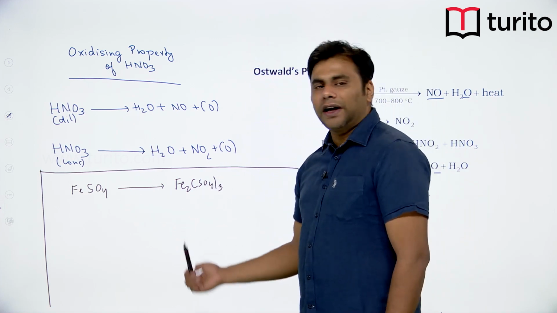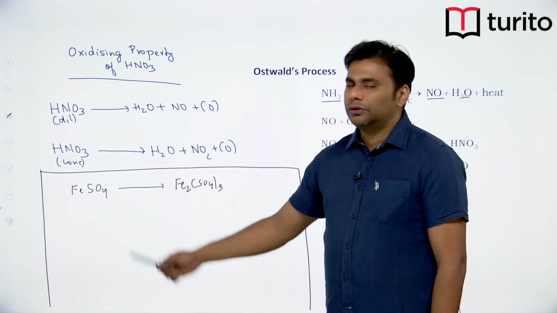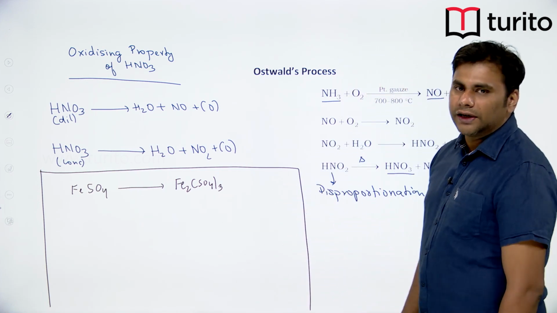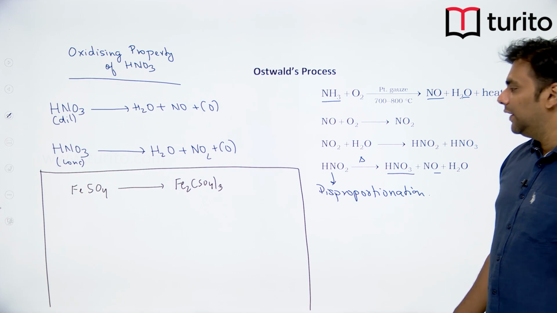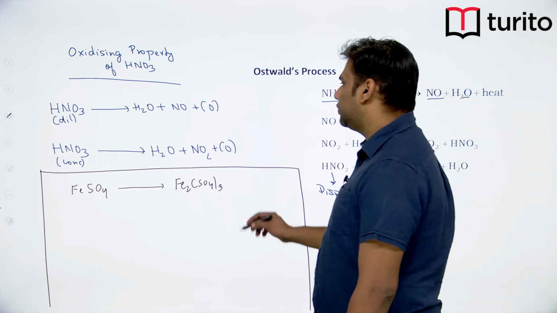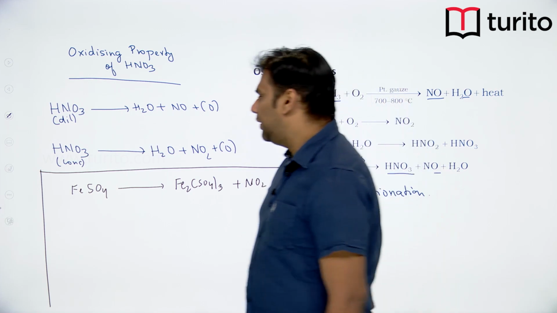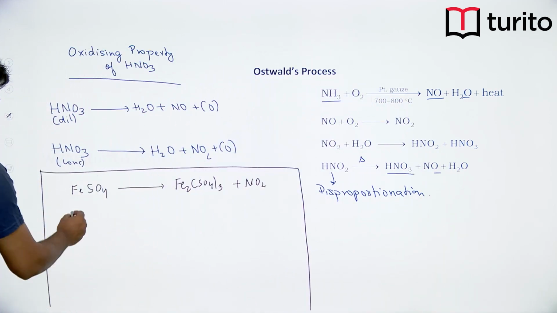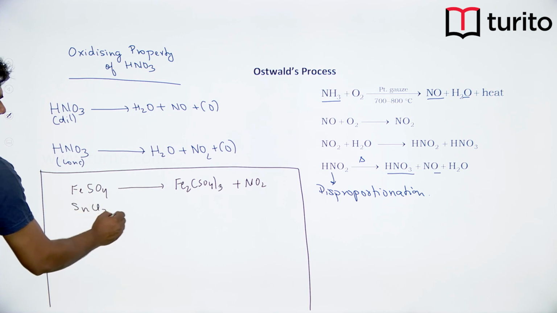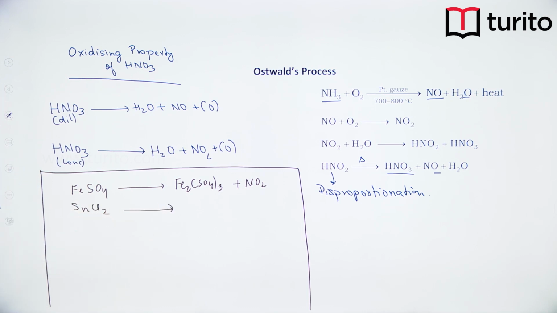As the number of sulfate ions is increasing, we have to take H2SO4 as well. So FeSO4 on reaction with HNO3 and H2SO4 will give us Fe2(SO4)3. Because HNO3 is concentrated, NO2 gas is liberated. Similarly, if you react this with say SnCl2, tin is in the +2 state. We know that tin has a +4 state as well, and the +4 state is more stable than +2.